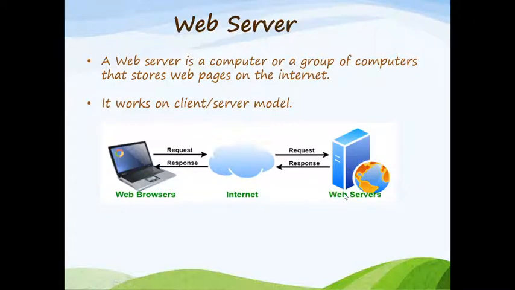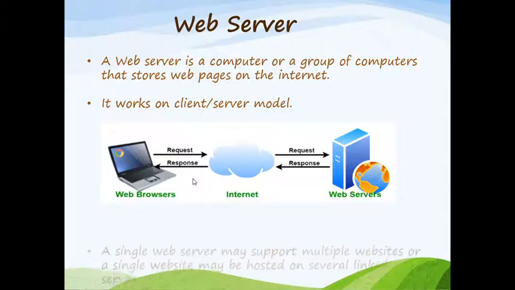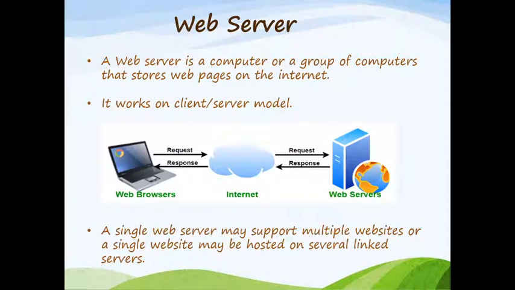The user accesses the web page using the URL. With the help of a web browser, the user sends the request to the IP address of the machine running the web server for that page. On receiving the request, the web server sends the web page back to the user. The web browser then translates the contents into all of the text, pictures, links, videos, and so on. A single web server may support multiple websites, or a single website may be hosted on several linked web servers.